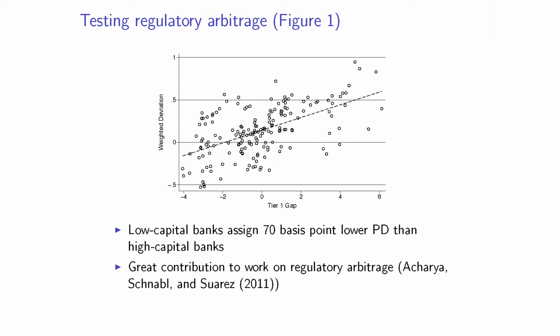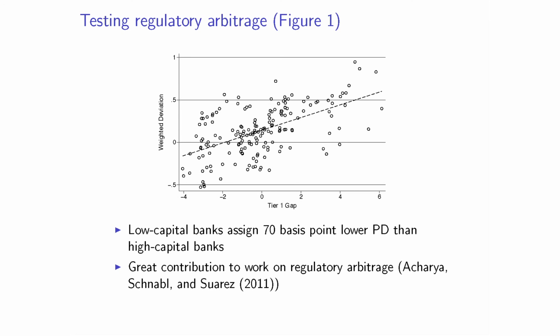So this is sort of one way to summarize the result. They do it at the loan level and the bank level, and these estimates are consistent. So here, a point is basically a bank at a given point in time. This is the tier 1 buffer over the gap.